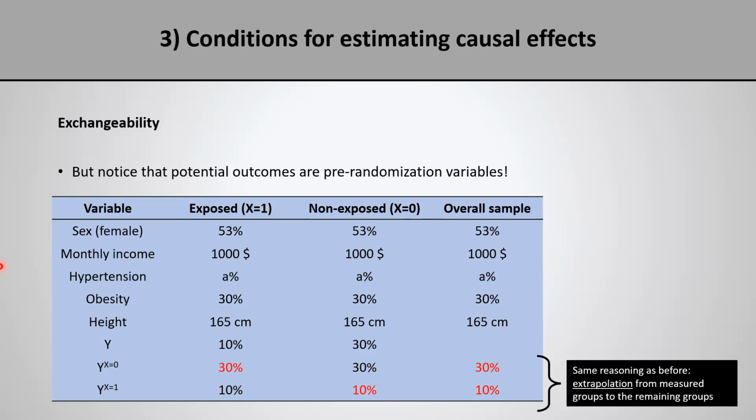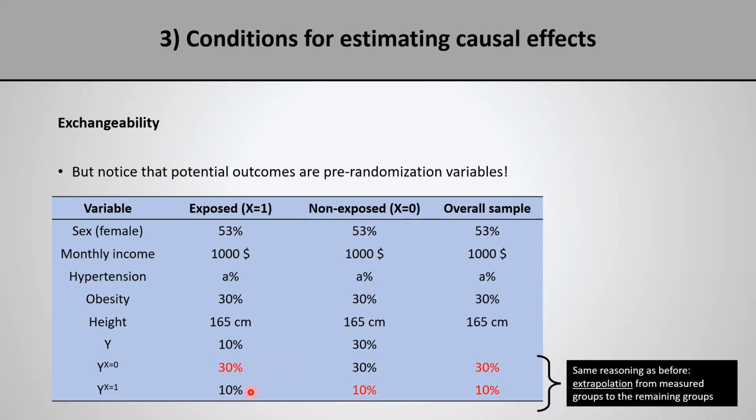Now we can just use the same reasoning that we applied before by noticing that potential outcomes are pre-randomization variables. So we just apply the same reasoning as before. We extrapolate values that we observed in one of the groups to the remaining groups. So here we observed the potential outcome under no exposure in the non-exposed group, but due to randomization, I know that had the exposed individuals been unexposed, they would have had 30% outcome occurrence as well.